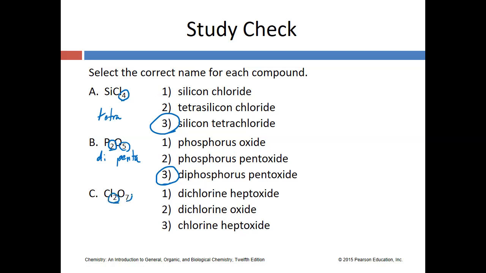Again, we've got double prefixes here. So di and hepta for 7. So dichlorine heptoxide, option number 1 is correct. And again, it's the same thing. Hepta oxide, we've got 2 vowel sounds there. So we drop the first one. Heptoxide ends up being the result.